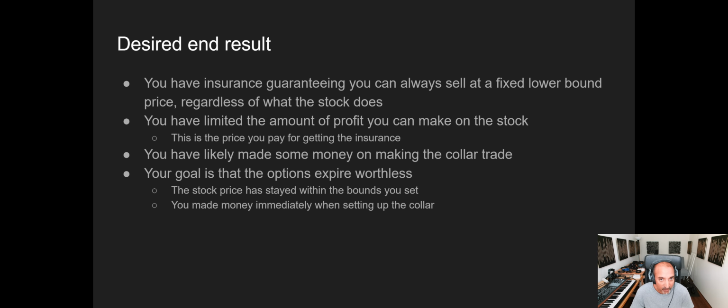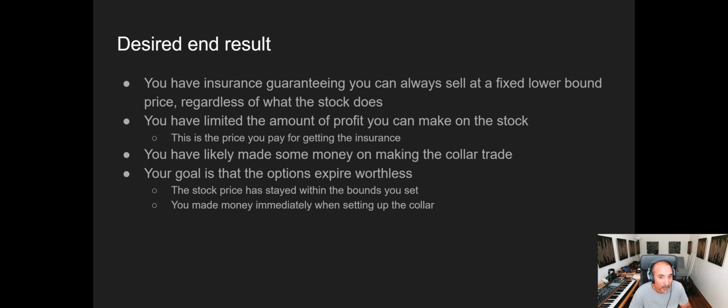The desired end result is you have insurance guaranteeing you can always sell at a fixed lower bound price, regardless of what the stock does. As a counterpart, you have also limited the amount of profit you can make on the stock, and this is the price you pay for getting the insurance. You have likely made some money on the collar trade. You always want to try to make this a profitable trade and not actually lose money on the collar, because there's no point in losing money when you set this up.